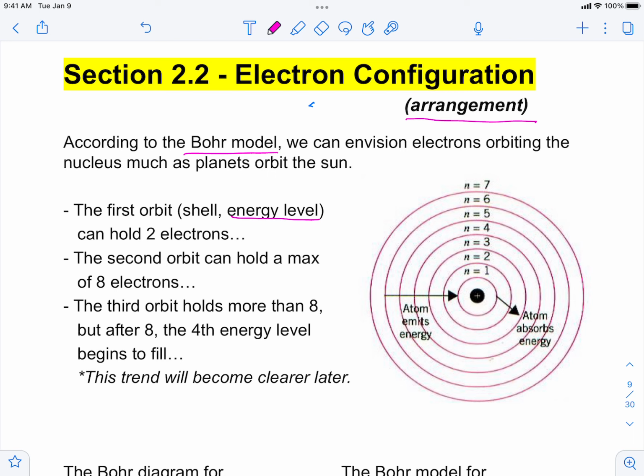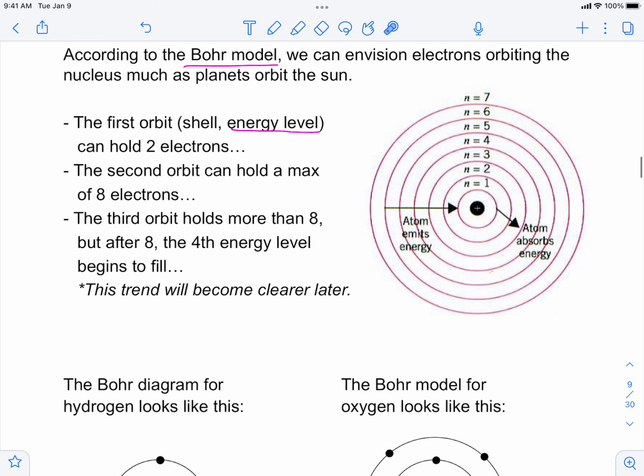So the first energy level can hold 2 electrons. So that's right here. Energy level 1 is the first level that's closest to the nucleus, and it can only hold 2 electrons. The second level, right, is the second circle, and this can hold 8. The third is here, the third ring. It can actually hold more than 8, but now it starts to get complicated. All right, but the bottom line is the higher the number energy level, the more electrons it can hold. Does that make sense? Yeah? Okay. All right.